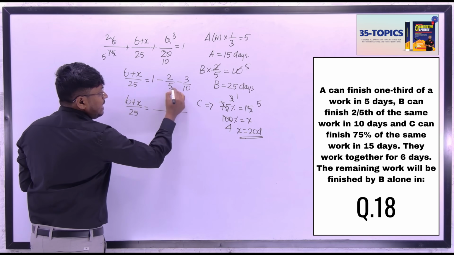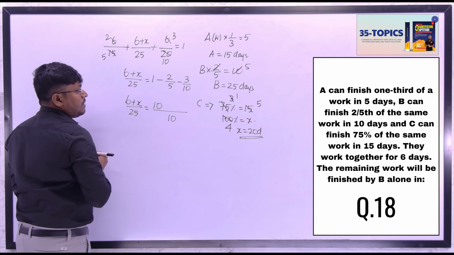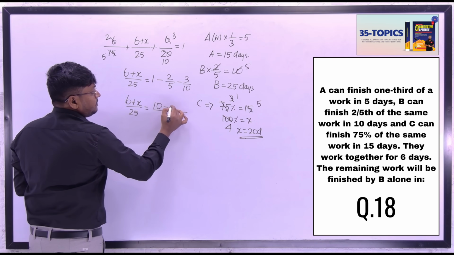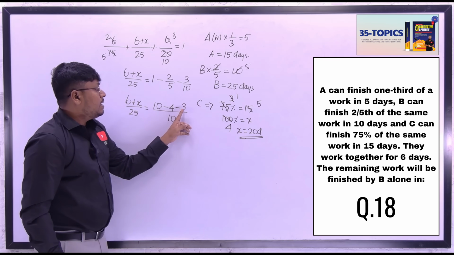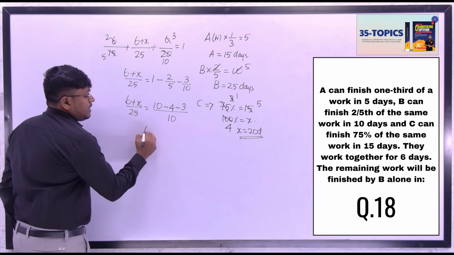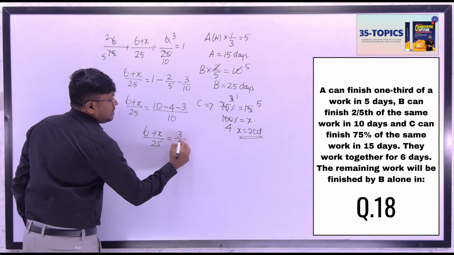I think we can take LCM as 10 here. If I take LCM as 10, so this will be 10 and this will be 2, right? So 2 will be 6. So now 10 as it is, so keep 4 as it is. So 4 plus 3 is 7. So 10 minus 7 will be 3. So this can be written as 6 plus x divided by 25 is equal to 3 by 10.